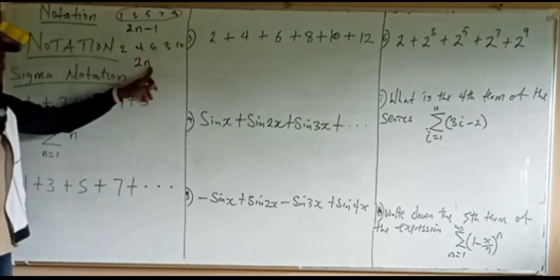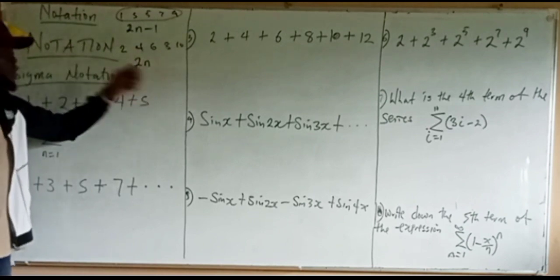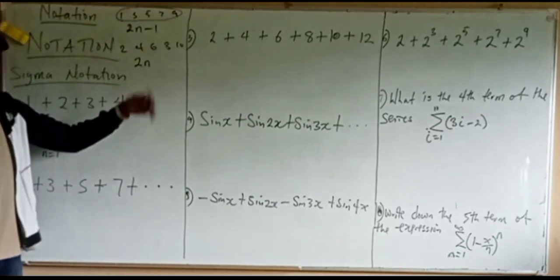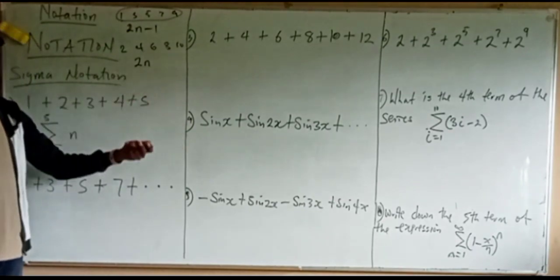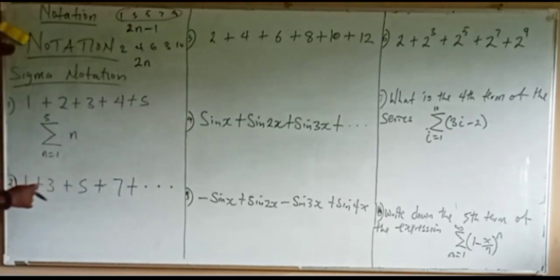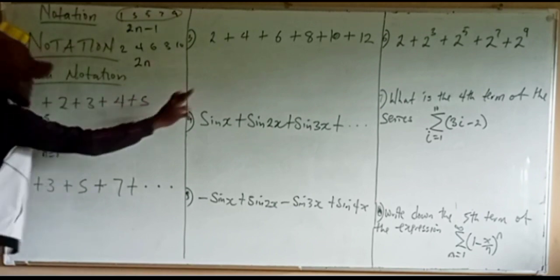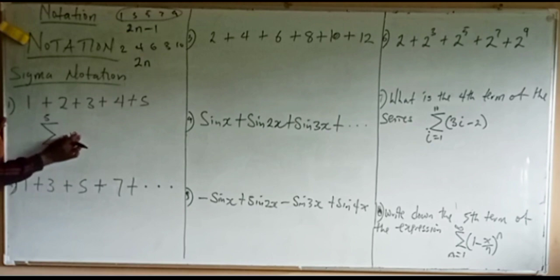Therefore, for even numbers, just use 2n. We can use 2n plus 4, 2n plus 2, 2n plus 0. 2n plus 0 will give you 2n, and so on. Please take note of that. It's very important. And that's why when you see 1, 2, 3, 4, 5, this is just positive integers, so they just use n as the index there.